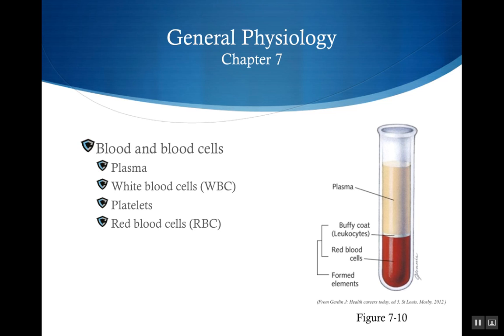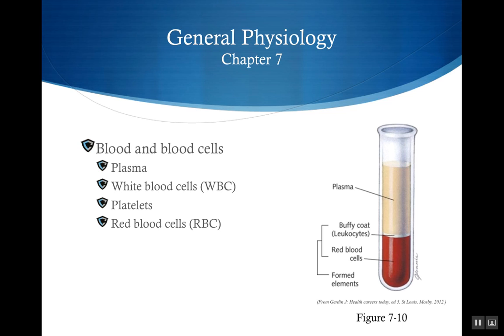Okay, so let's talk specifically about the plasma. It is the liquid portion of the blood. As you can see here, it's mostly water. It also contains proteins. The white blood cells, or as it's labeled here, the leukocytes, fight infection. And there are 5 major types of leukocytes, and each of those has a specific function in the immune response.